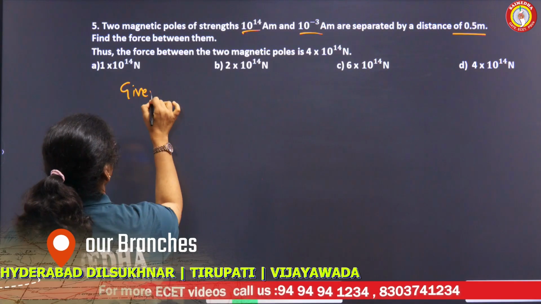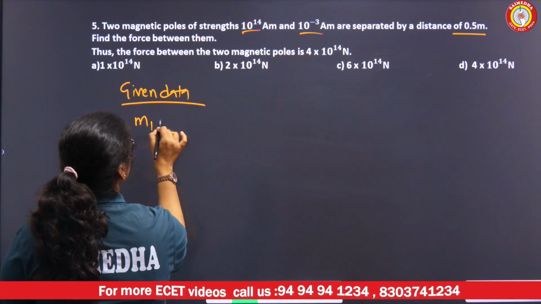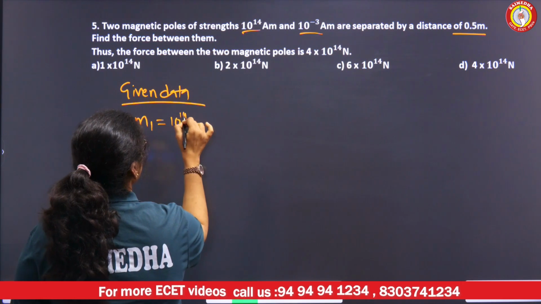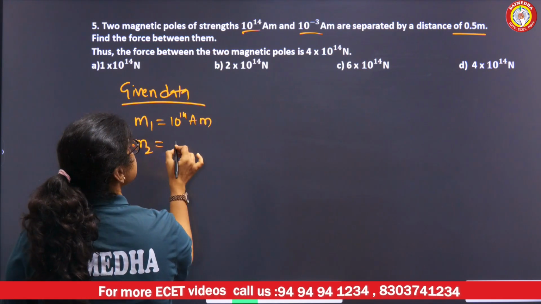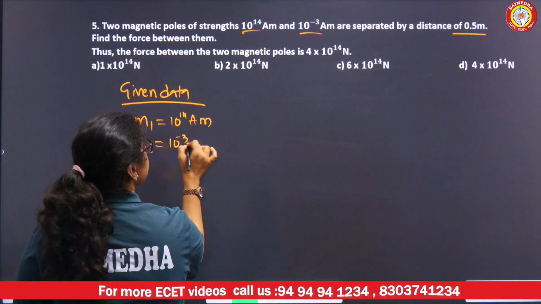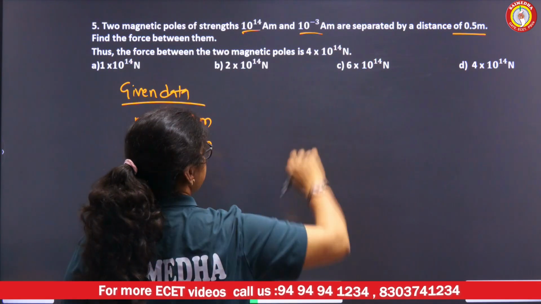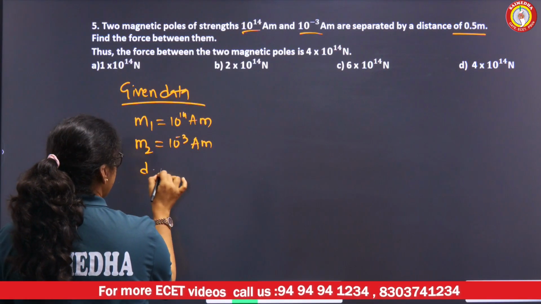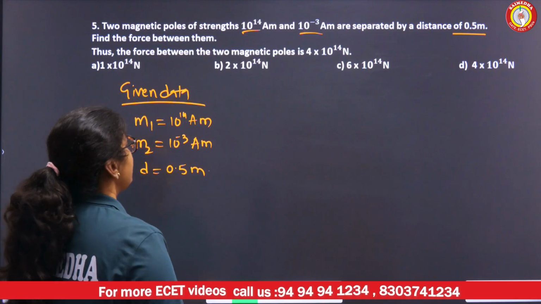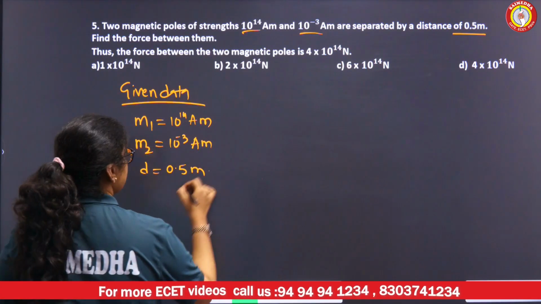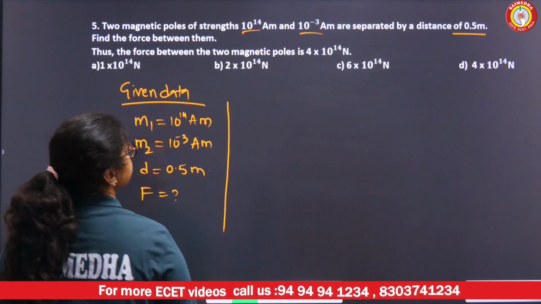We'll write the given data. What is the magnetic moment m1? That is 10 power 14 ampere meter. What is m2? m2 is 10 power minus 3 ampere meter. And they are separated by distance d. What is the distance? 0.5 meters. So what do we have to calculate? We have to calculate the force. Clear?